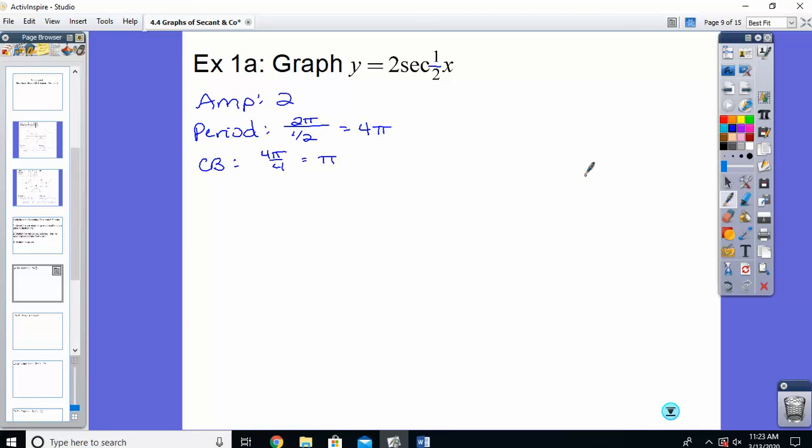Would I have to do an interval on this one? No. You could if you wanted. If you have something added or subtracted to your x, you absolutely have to. Otherwise, it's optional. So I could just jump in with my graph now.